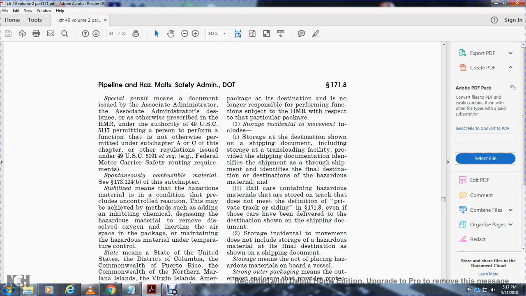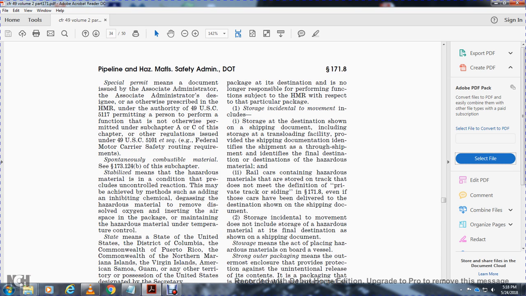Storage incident to movement includes storage at the destination shown on the shipping document, including storage at a transloading facility, with shipping documentation identifying the through shipment and the final destination for the hazardous material, and rail cars containing hazardous material that are stored on a track that does not meet the definition of private track or siding in 171.8, even if the cars have been delivered to the destination shown in the shipping document.